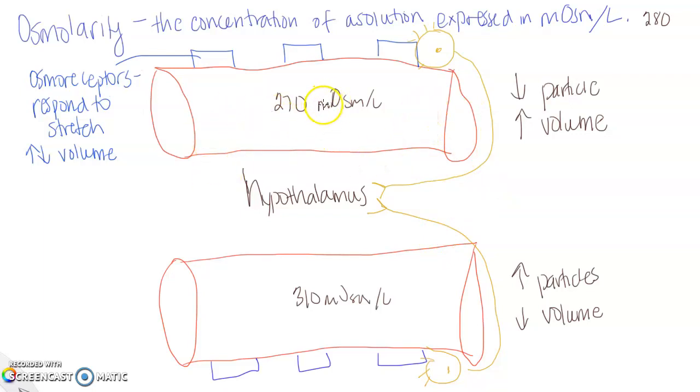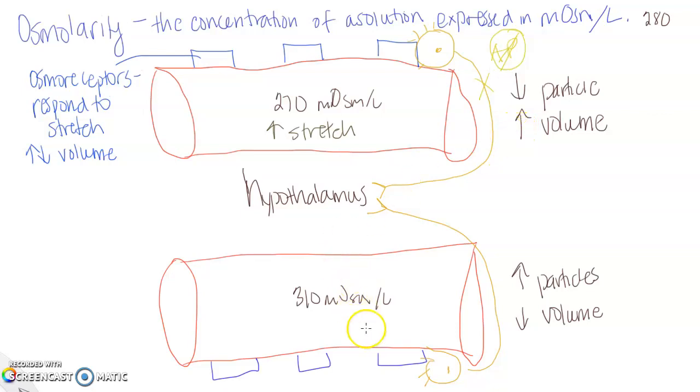So if the osmolarity is low, that means volume is high. Are we going to feel stretch or not feel stretch here? Well, here, you're going to feel stretch. So stretch is going to happen. So what is this nerve going to go back and tell the hypothalamus? Well, it's going to tell it nothing. It is not going to send an action potential because it is feeling stretch. So it's feeling pressure. Okay, so no action potential will occur here.